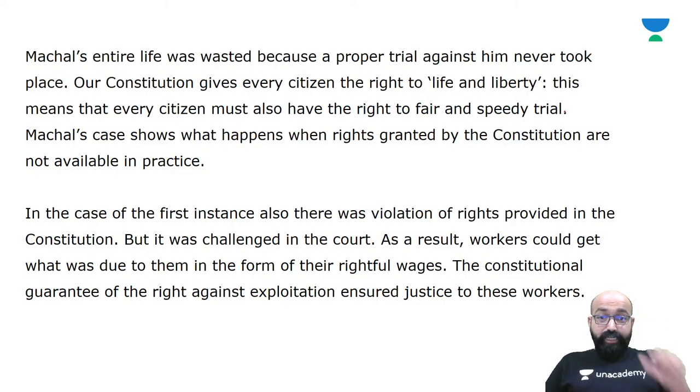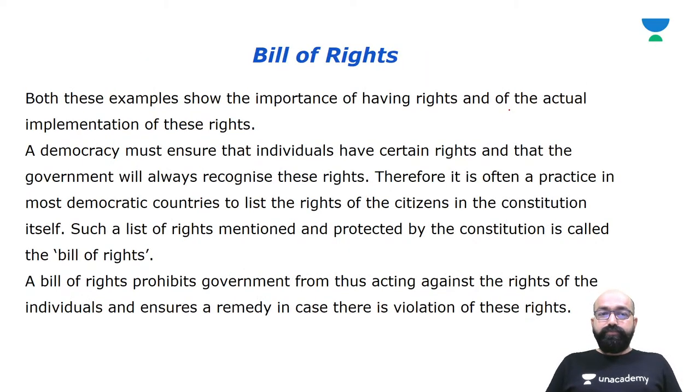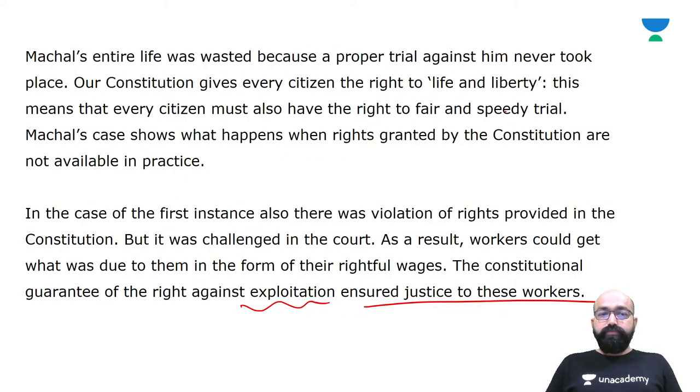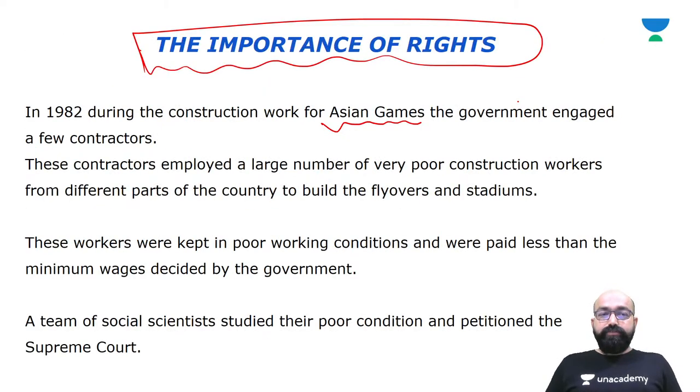But it was challenged in the court. As a result, workers could get what was due to them in the form of their rightful wages. So the constitutional guarantee of the right against exploitation ensured justice to these workers. Now we have covered two examples.